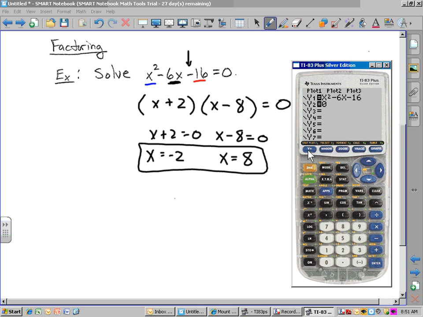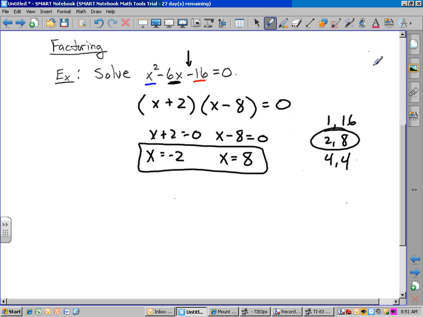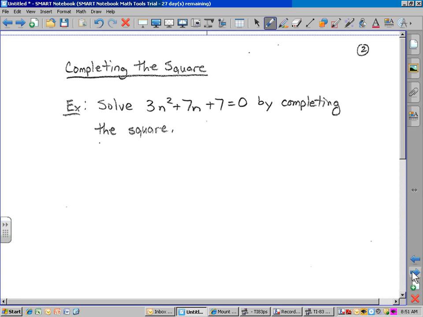So those are the 2 easy ways to solve quadratics. They're fast, they're short, but they don't work for every single problem. So they're limited in what they can do. Completing the square, though, works for every single problem, no matter what. So here it is. Solve 3n squared plus 7n plus 7 equals 0 by completing the square.